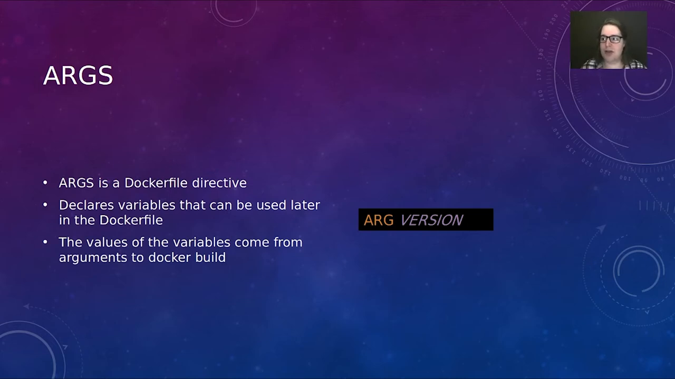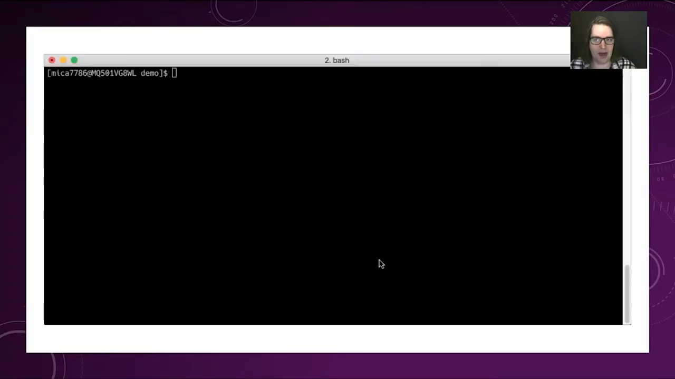And that's basically just declaring a variable that we are expecting whoever is building this image to supply at build time. Here's an example of using an argument.